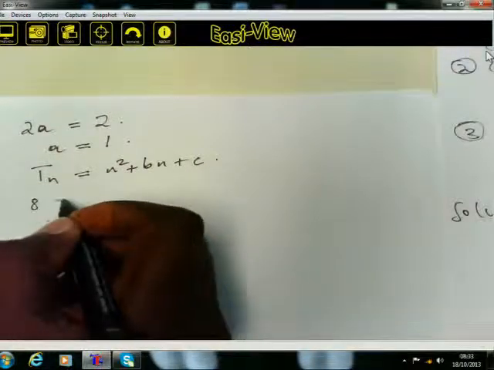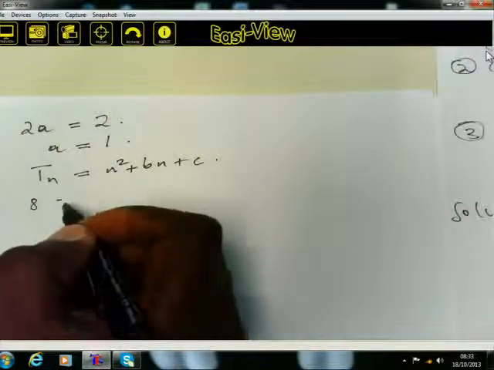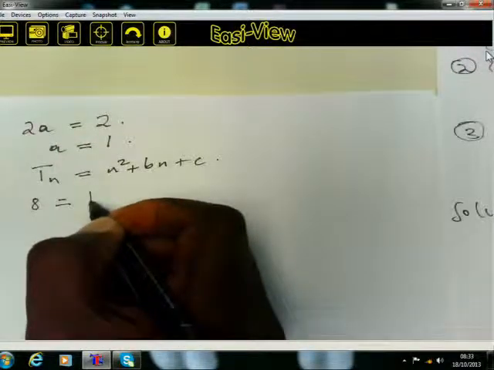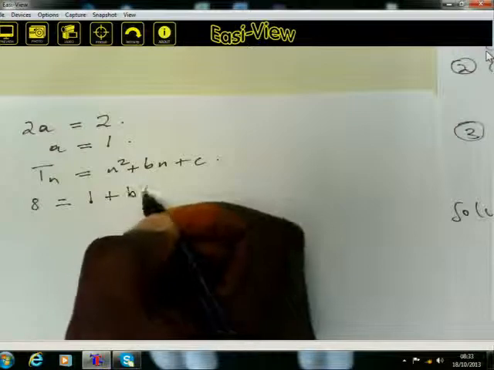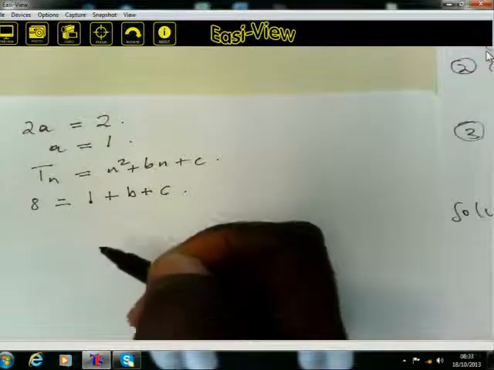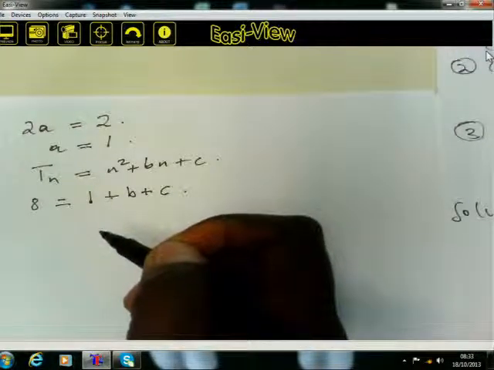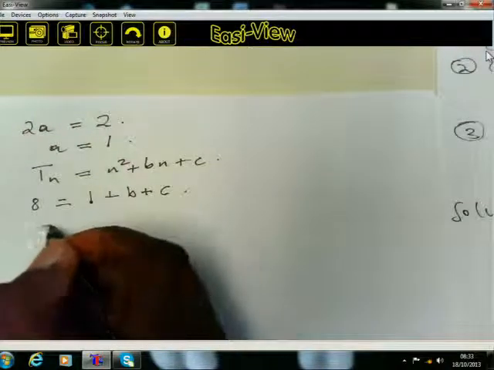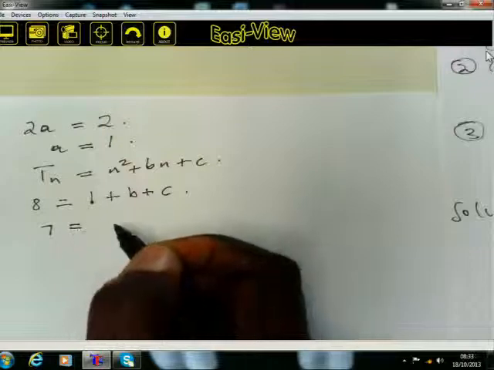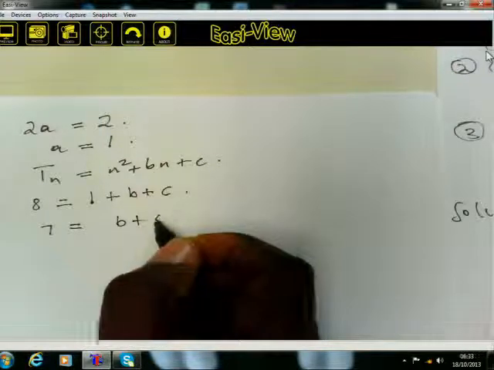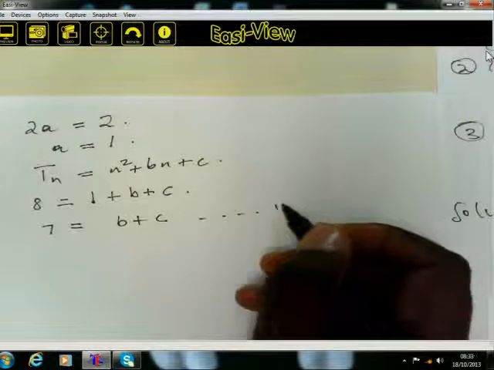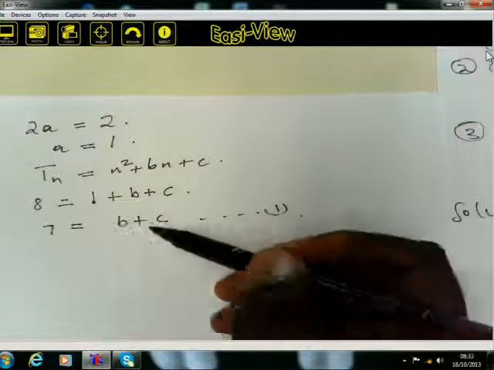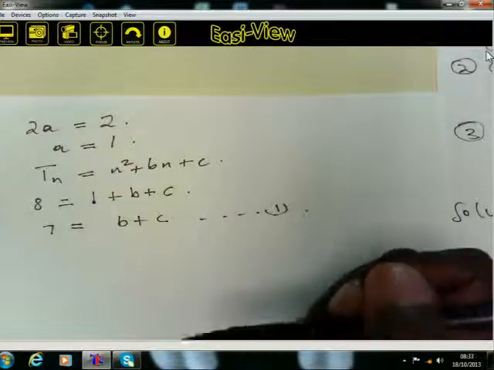Remember, 8 is the first term. It will be 1 plus b plus c. Right? And then, therefore, from this, it simply means that 7 is going to be equal to b plus c. And that is going to be our first equation that is involving b and c.